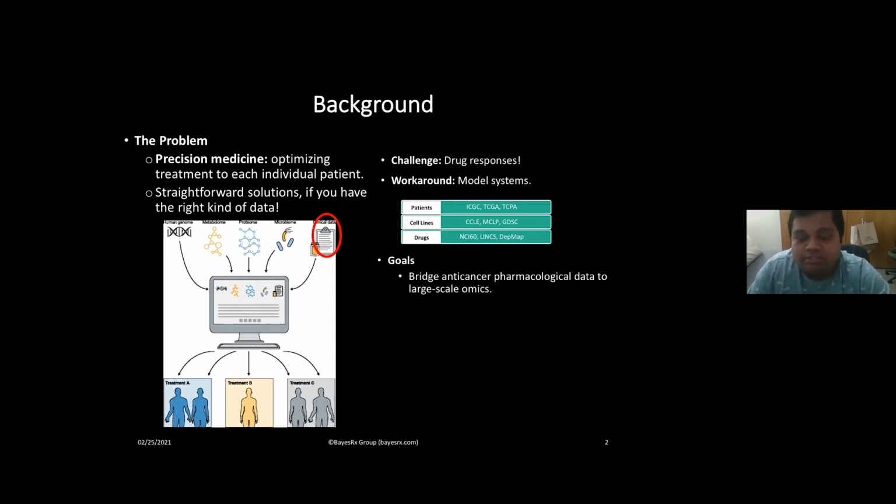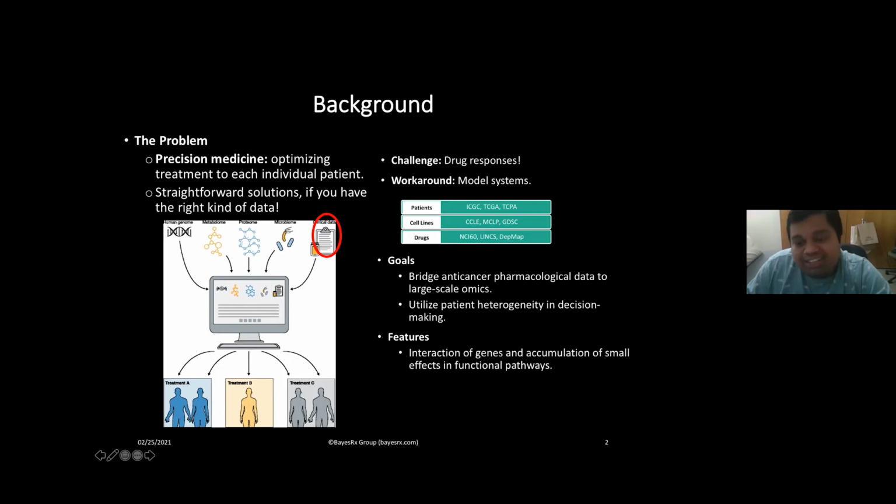We connect the pharmacological data that we have for cell lines to the large-scale omics that we have for both patients and cell lines. And while doing that, we also utilize the individuality, the heterogeneity of the patients when we make the final decisions or predictions. There are a few things that we need to account for in the model, and that's where the network part comes in.